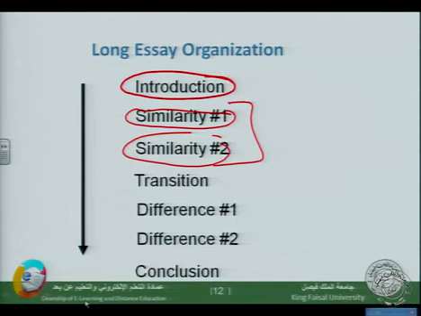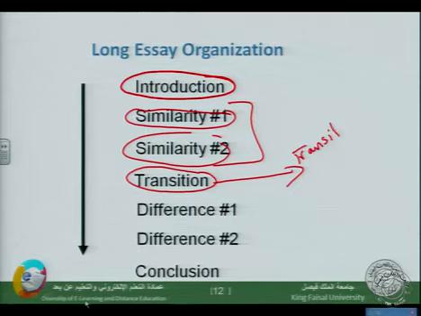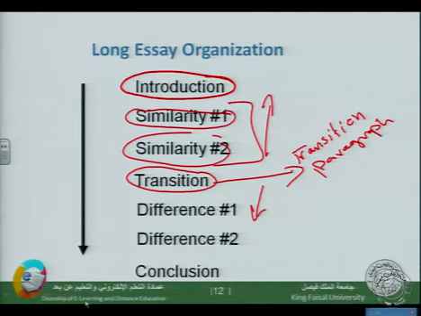One block means that you list all the similarities together. Maybe two or three paragraphs together discuss the similarities. Okay? And then you have a transition paragraph. Do you remember what we mean by transition paragraph? In a transition paragraph, we end what we have discussed previously, and then we introduce what comes next.